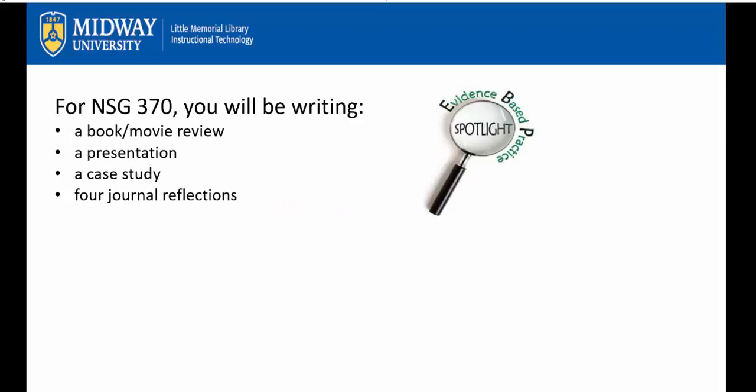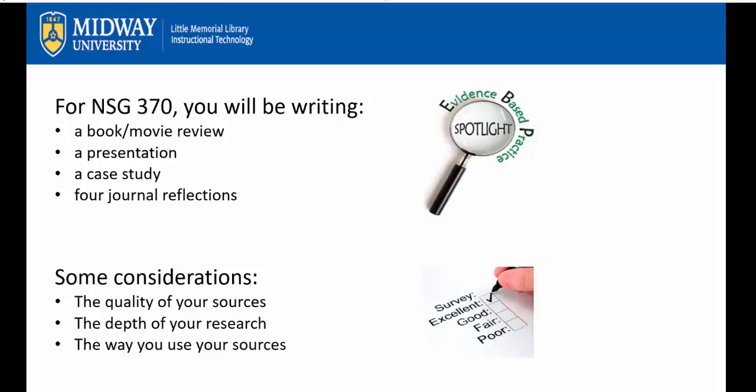Let's start looking at your writing requirements for this particular course, NSG370. In this course, you'll be writing a book or movie review, a presentation, a case study, and 4 journal reflections, amongst other requirements. This is a 300 level course. You're moving up in the world. 300 level courses have higher requirements than your introductory courses.